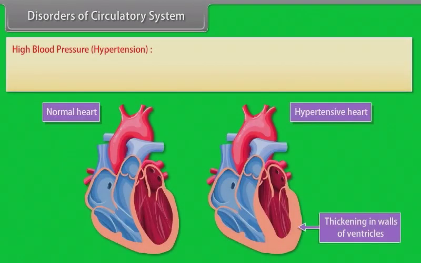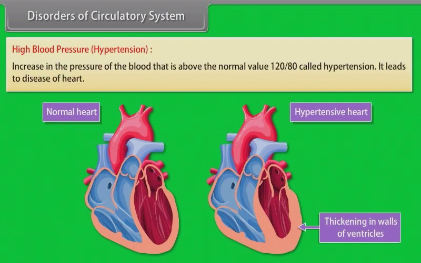Disorders of the circulatory system. High blood pressure or hypertension. An increase in the pressure of the blood above the normal value, 120/80, is called hypertension. It leads to disease of the heart.